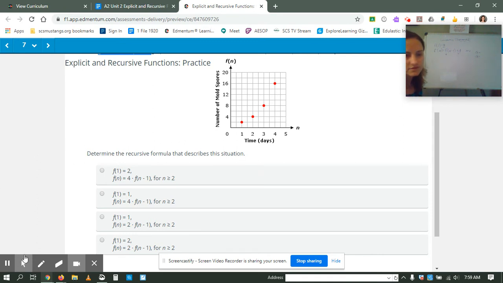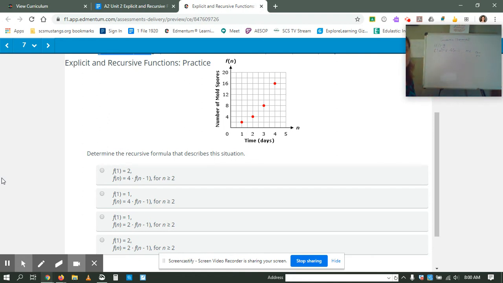Hold on, let me double check that. Okay, so for this one, I wrote down this part of the equation wrong. You can't have a common difference when you're looking at geometric sequences. So I've got f of n is equal to r times f of n minus 1. So we don't need a common difference. We need an r, our common ratio.